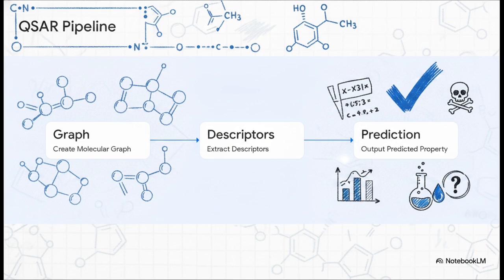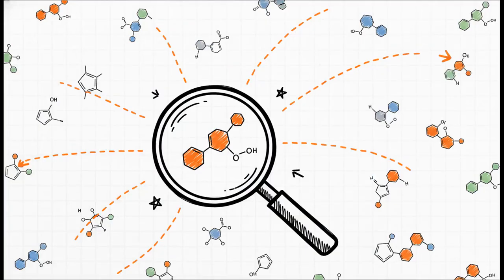Step 3. Feed those numbers right into a model to output a predicted property. Will this brand new chemical be toxic? Will it dissolve easily in water? The graph structure gives us the exact math we need to predict the answer. And you know, this is exactly how modern pharmaceutical researchers actually hunt for new life-saving drugs. They have these massive, sprawling databases filled with millions of compounds, but they don't search through them by name.